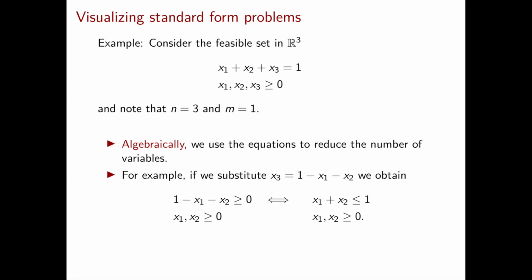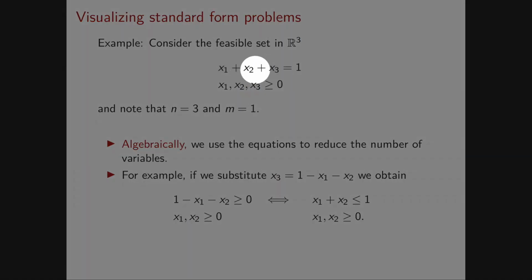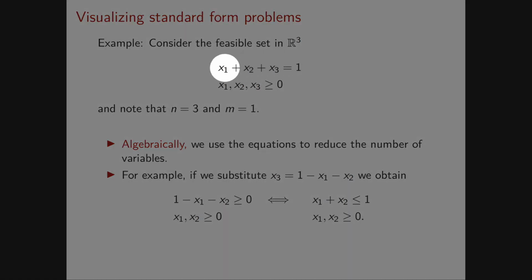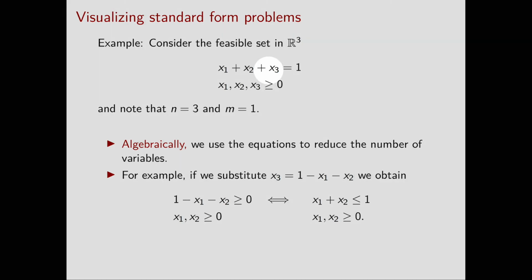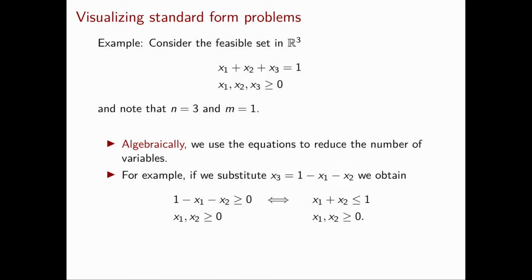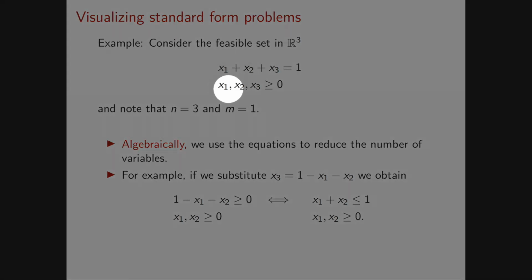So once again, let's look at our standard form problem x1 plus x2 plus x3 equal to 1. We use the equality to eliminate one of these variables. We can choose, for example, to eliminate x3. So we can write x3 in terms of the remaining variables. And so x3 is equal to 1 minus x1 minus x2. Then we substitute in the inequality constraints that we have to draw. x1 and x2 greater than or equal to 0 don't change because there's no x3 involved. And x3 greater than or equal to 0 becomes 1 minus x1 minus x2 greater than or equal to 0.